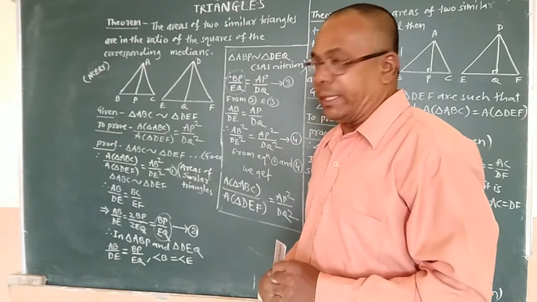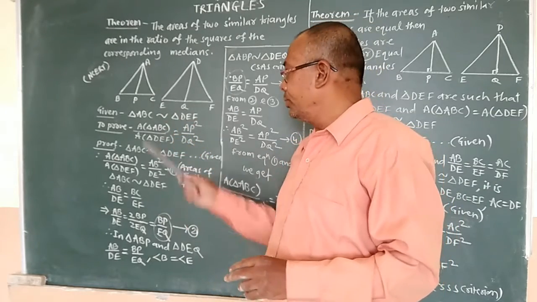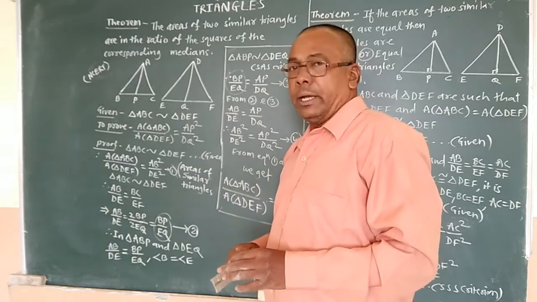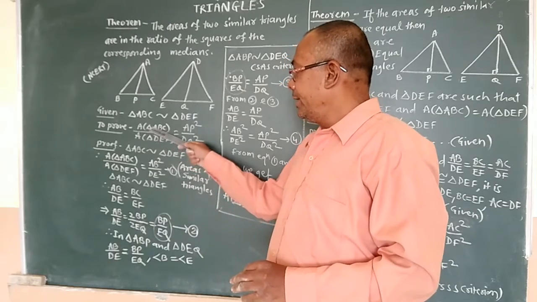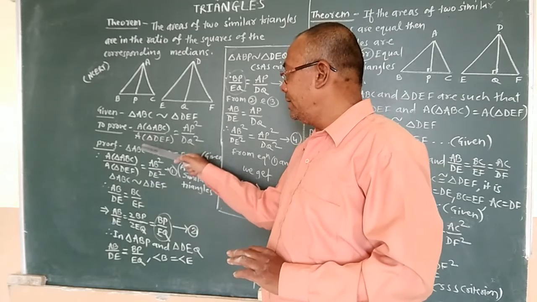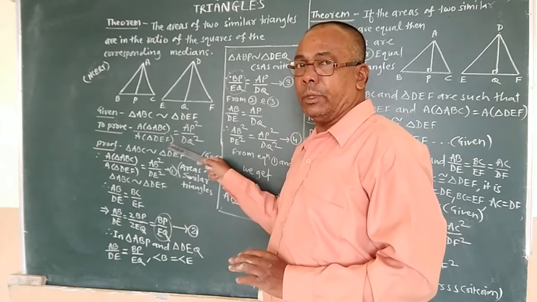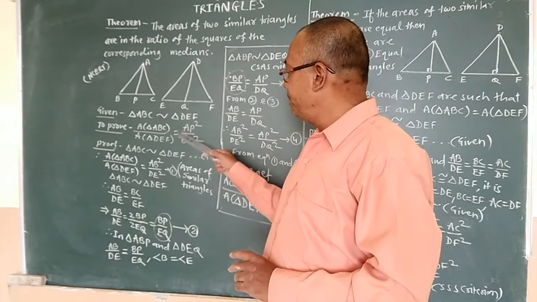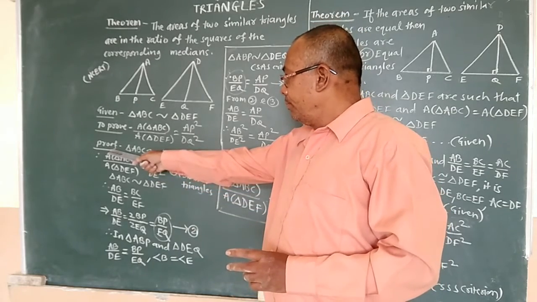Now, in the given, it is given that both the triangles are similar. So triangle ABC is similar to triangle DEF. And to prove that if the two triangles are similar, then the ratio of the areas of these two triangles, that is area triangle ABC divided by area triangle DEF, is equal to the ratio of the squares of the medians, means AP square upon DQ square. Now, proof.